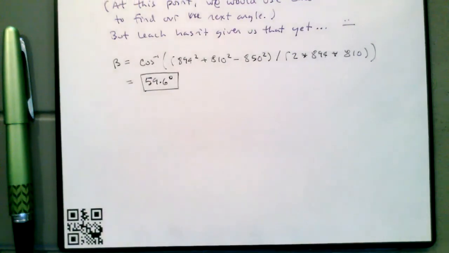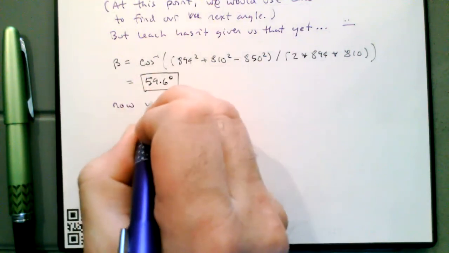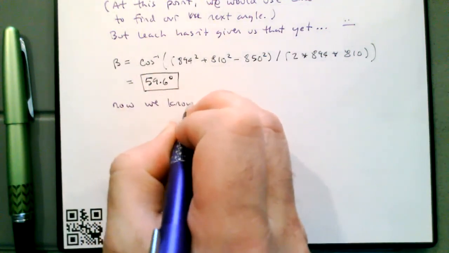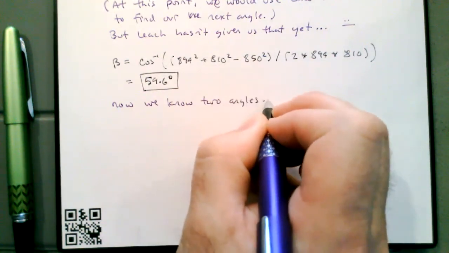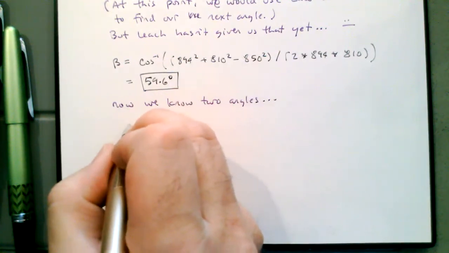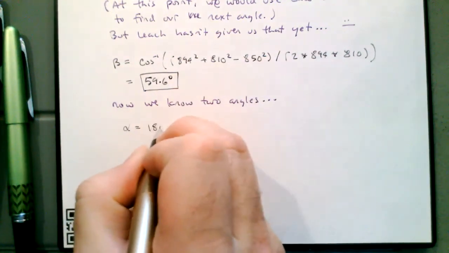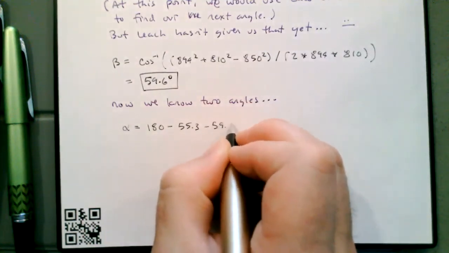Now, if we wanted to be extra, we could just use the law of cosines to solve for alpha, but that's crazy. Now we know two angles, we should subtract to find the third. So now we know two angles. So alpha is just 180 minus 55.3 minus 59.6.